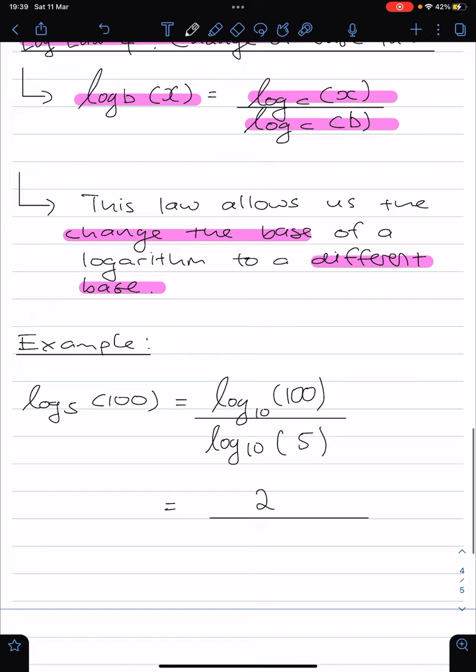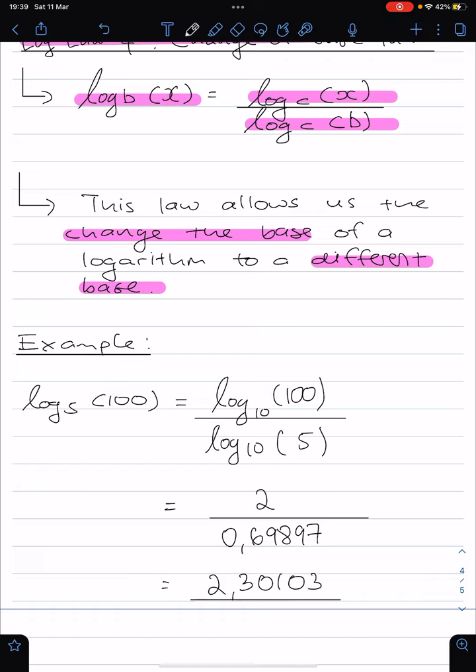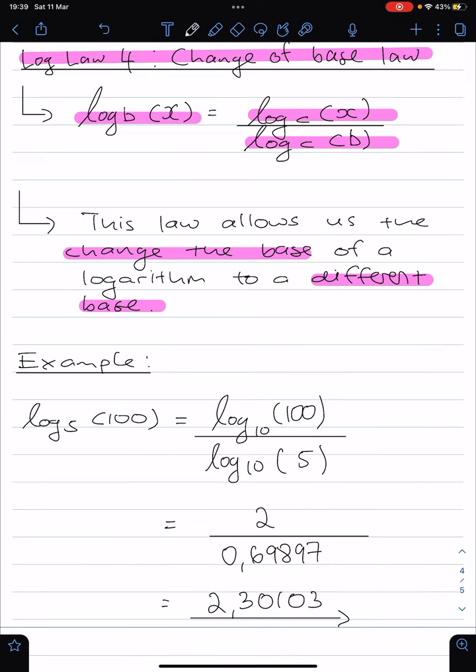And if you put log 10 (5) into your calculator, you will then get 0.69897. If you put the last expression into your calculator, it'll simplify to 2.30103. And there you have it: you've used the change of base law to solve your problem.